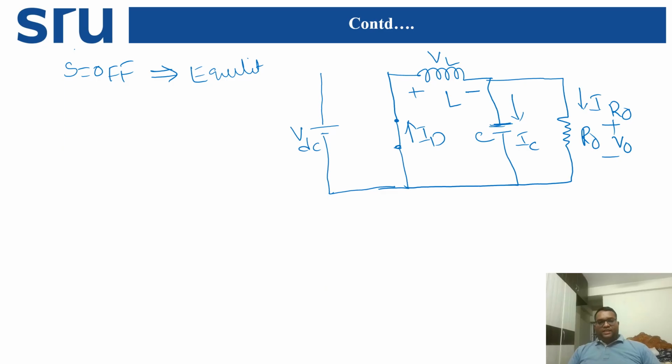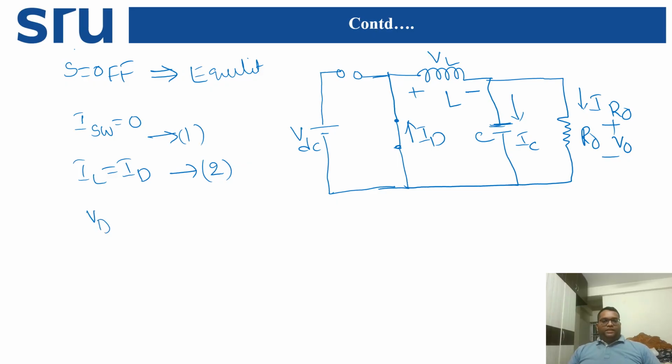From the switch off condition, let us see how we can write the equations. Now, when the switch is off, what is happening here? The switch current is 0. Next, the IL current is nothing but ID. Let us take this as equation number 1 and this as equation number 2. Next, VD is nothing but 0 because the diode is in the on condition. Let us take it as VD equals 0.